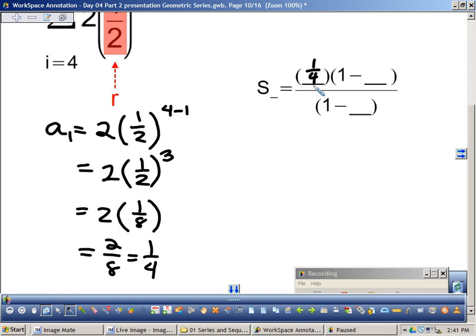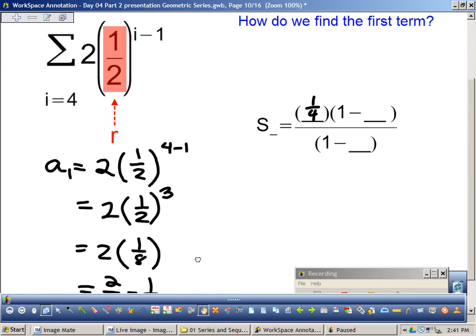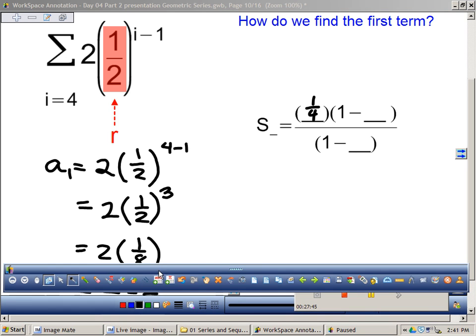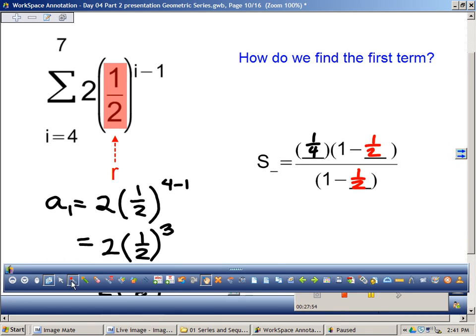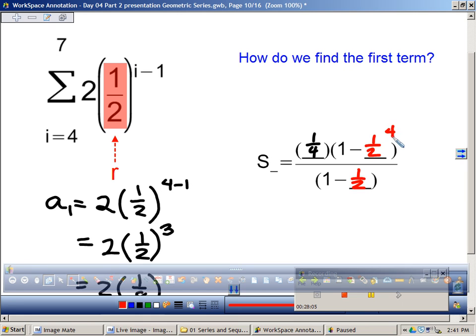Then I need r. r is always inside of the parentheses. Always. Never fails. The last thing I need is n. If I start at 4, and then I go to 5, 6, 7, n is 4. To the 4th power. And of course, you can put parentheses in there. That's all you need. This is just a big giant symbol saying, look at all this information I have for you. Okay? Have a great weekend, guys.